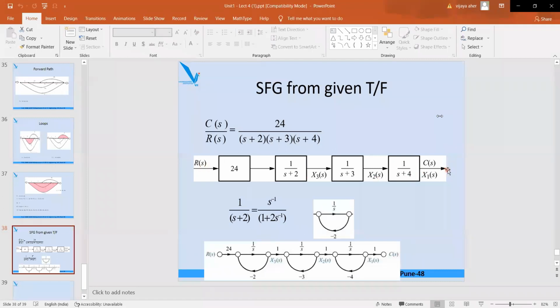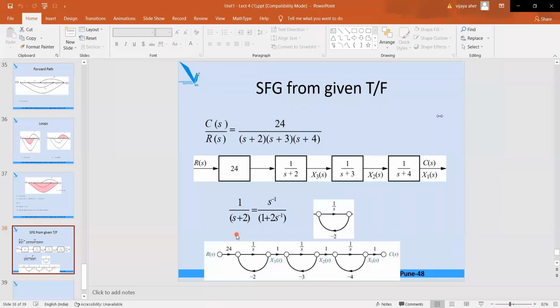When you are talking about output, you have to talk about input, so let us call it a step. This is X1 of S. This is X2 of S. This is X3 of S. That is the input to the next process block. This is how you can draw the block diagram first from the given transfer function. Did the students understand up to here? Yes, ma'am. Okay, Sushant.